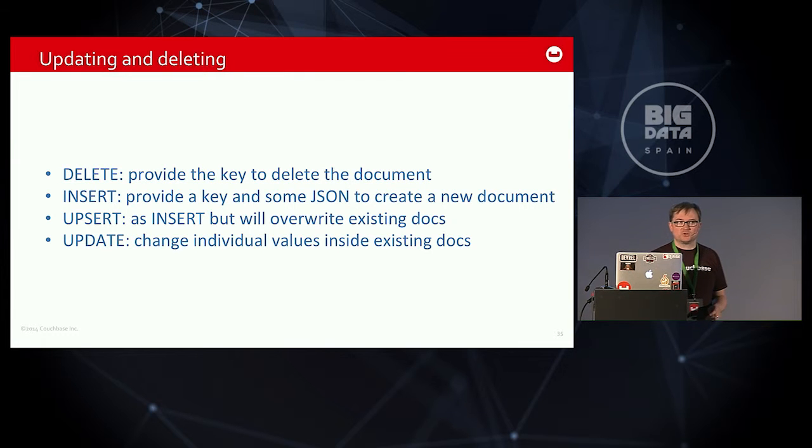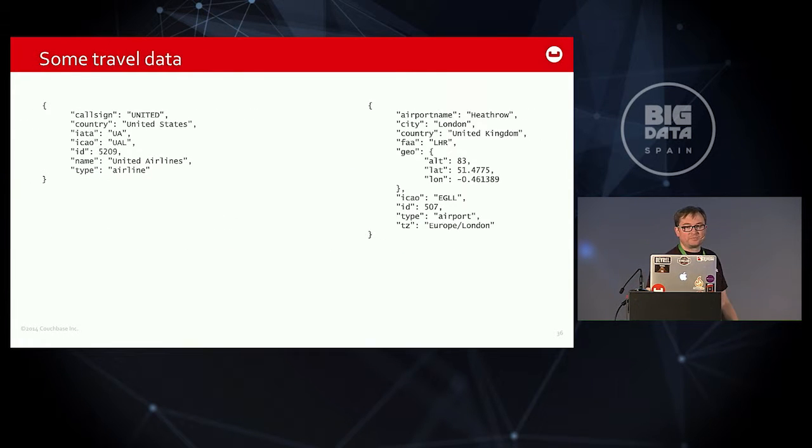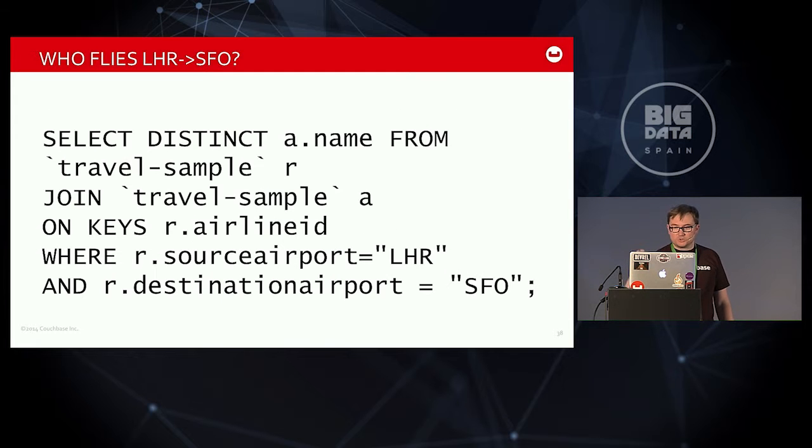We haven't spoken about joins yet, because you don't do joins in NoSQL, do you? Well, actually, you do in Nickel. So let's have a look at something more interesting. Here's an airline. Here's an airport. And there's a route that an airline, United Airlines, takes between Heathrow and San Francisco. So we have that in JSON data. Let's do a join on it. Let's find out who flies from Heathrow to San Francisco.